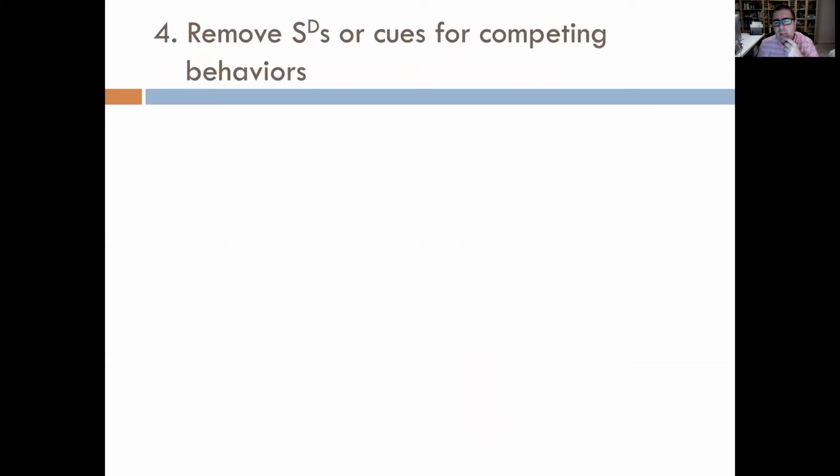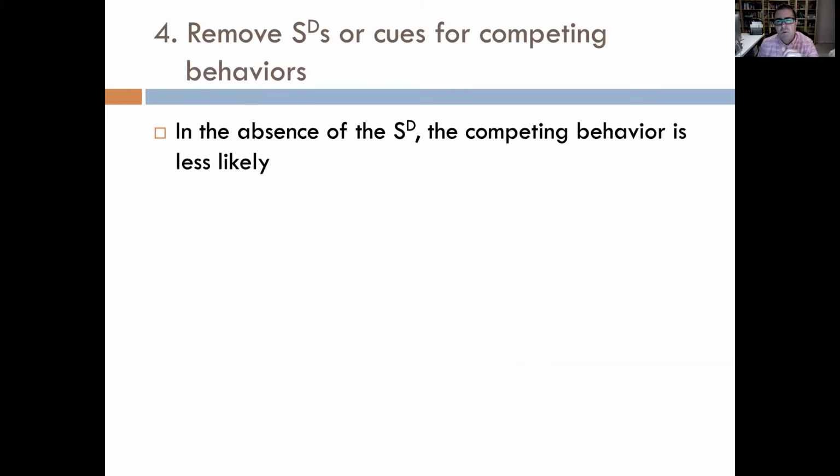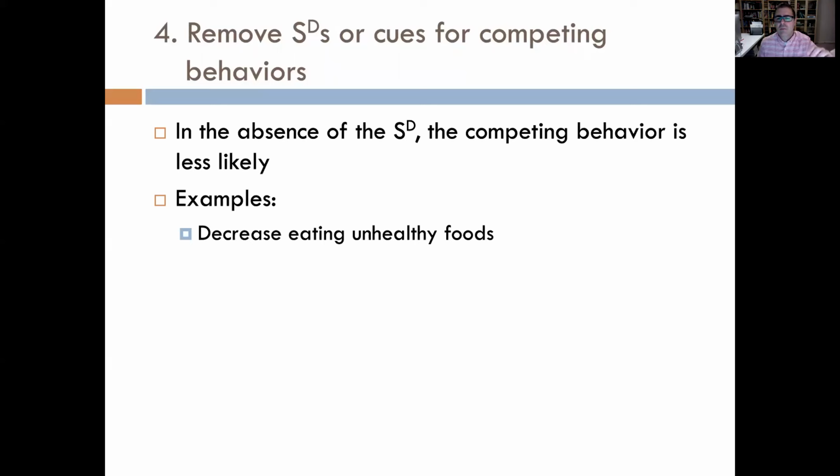So let's talk about removing environmental events or cues to decrease problem behavior. Now, in the absence of the discriminative stimulus, the problem behavior, the competing behavior, is less likely. And we're using the term competing because the problem behavior competes with the appropriate behavior that should be occurring instead, right? So eating the unhealthy foods. Well, if you remove the presence of the unhealthy foods, then you're less likely to eat them. You're not going to be prompted by that thing that is right in front of you. If it's not there, then you might not even think about it.